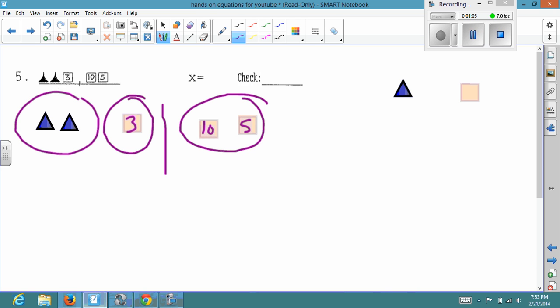Well, since my goal is to get a pawn by itself, just one, I need to start moving things away from it. So my first thing I'm going to do is I'm going to move this 3 away. So if I take a 3 from the left, I need to take a 3 from the right. So my 15 becomes a 12. And so now I have 2 pawns that are equal to 12, but I don't want 2 pawns equal to 12, so I have to divide this in half.